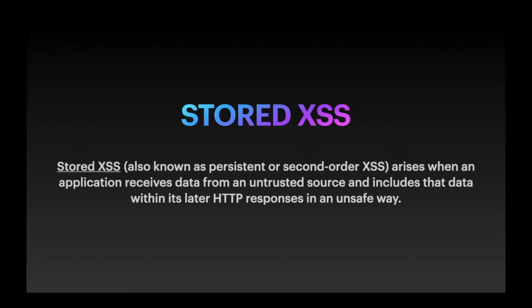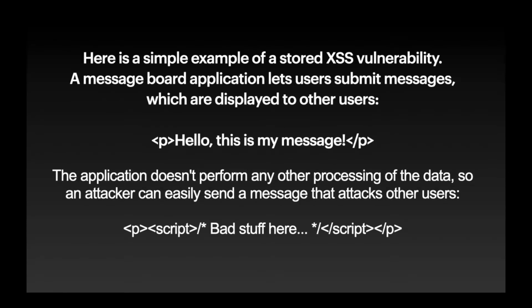So stored XSS is also known as persistent or second order XSS, and it arises when an application receives data from an untrusted source and includes that data within its later HTTP responses in an unsafe way. Suppose you inject a JavaScript payload and the application stores that payload into its source file, and every time you visit a web page, the JavaScript that the attacker has injected executes in your browser. This type of XSS attack is called stored XSS because the payload gets stored in the source code of the web page.